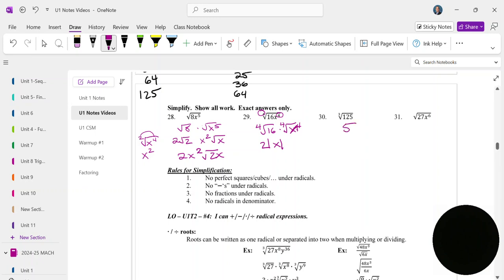Cube root of 125 is 5. The square root of 27 times the square root of x to the sixth. Well, the square root of 27 is 9 times 3, so it's 3 square root 3. And then 3 goes into 6 twice, so there's no absolute value because it's even, even, even. So it becomes 3x squared, square root 3.